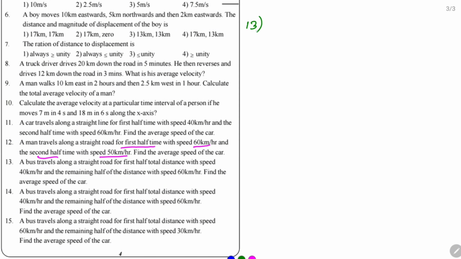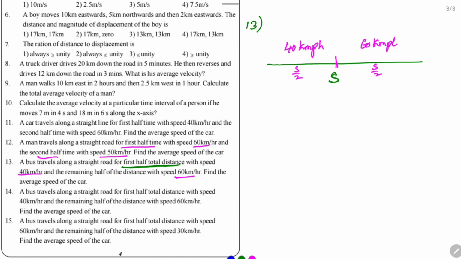Question number 13. A bus travels along a straight road for first half of the total distance. See here, it's not time, it is the first half of the total distance. Let's say he travels for a total distance of s. So, half of the distance means simply s by 2, and this is also s by 2. The first half of the total distance is travelled with a speed of 40 kilometer per hour, and the remaining half with a speed of 60 kilometer per hour. So let me take this as v1 and this as v2.